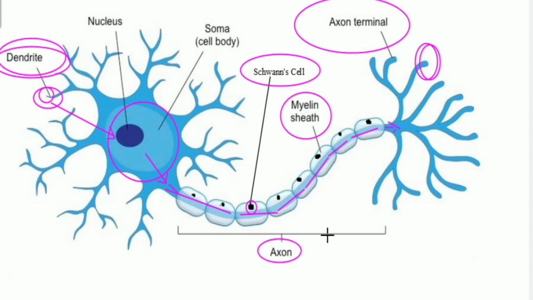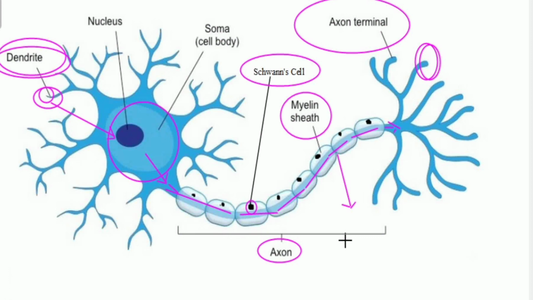We have one more point, called the node of Ranvier. It is not shown in the diagram. It is the periodic gap in between the sheath. Observe, in between the sheath we have some periodic gaps, and this gap is called the node of Ranvier. Of course, it is also used for the rapid conduction of nerve impulses.